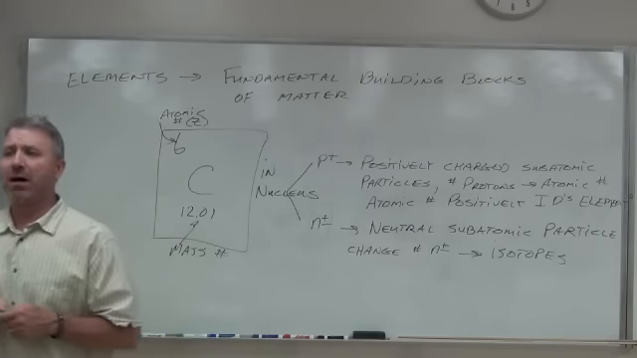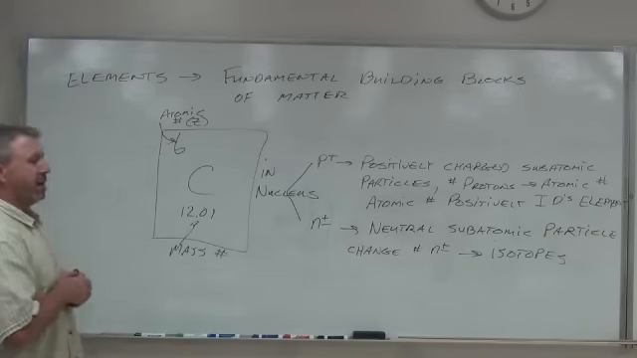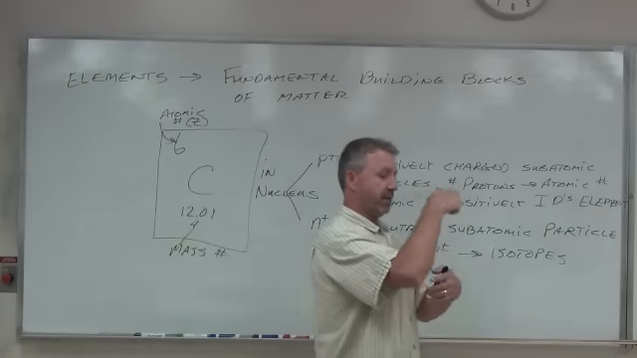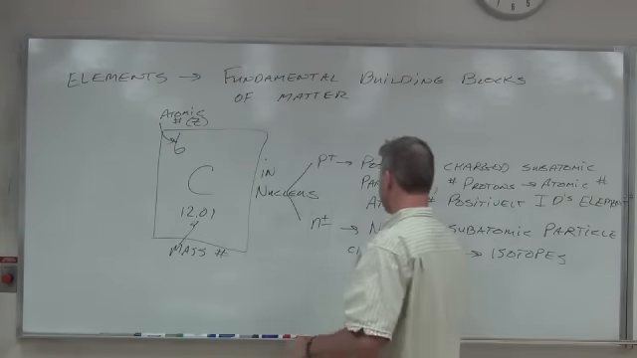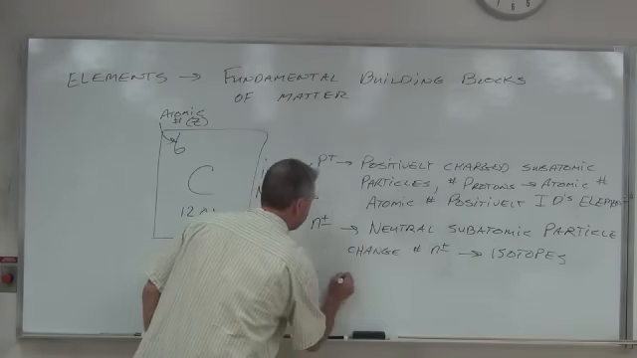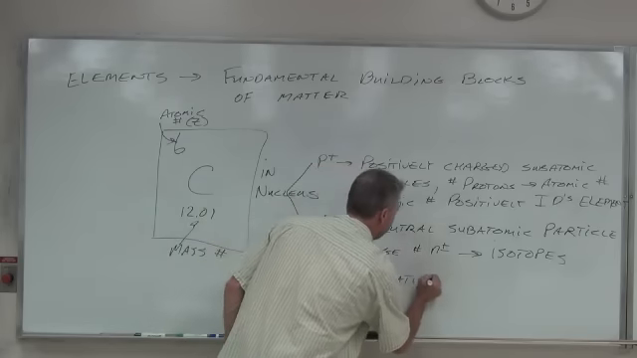So the mass number represented on the periodic table is basically the mass of the nucleus of the atom. Because in the region surrounding the nucleus is where the electrons are located. The electrons are negatively charged particles, subatomic particles.